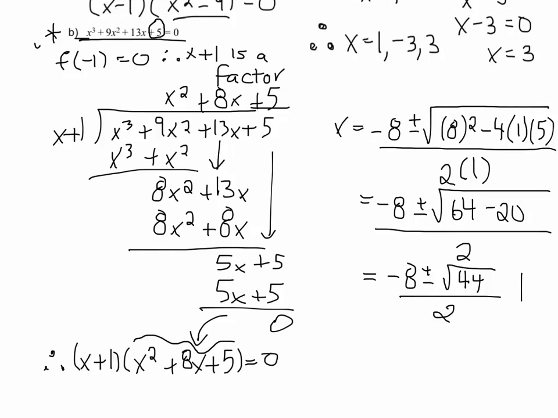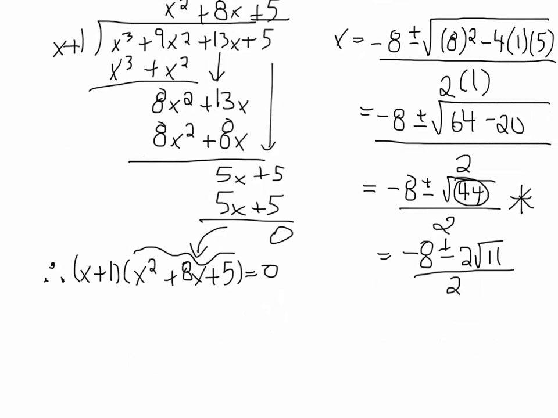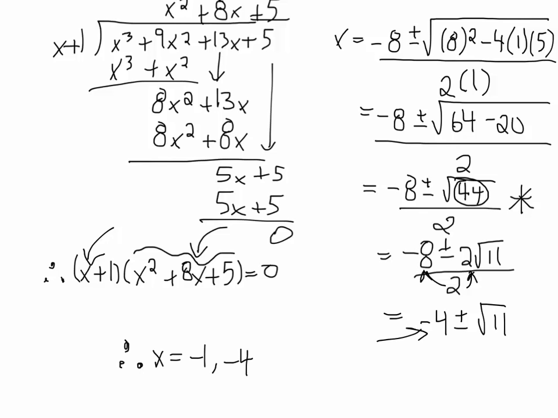Now, I don't want you using decimal places again. We are going to keep this in radical form. So this is going to simplify to negative 8 plus or minus 2 root 11, all over 2, which is going to give us, if we divide both terms by 2, negative 4 plus or minus root 11. So that means that our roots here, if we set each of these equal to 0, this one would give us a root of negative 1. And then our other two roots are negative 4 plus root 11 and negative 4 minus root 11.